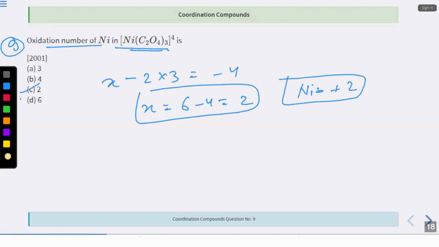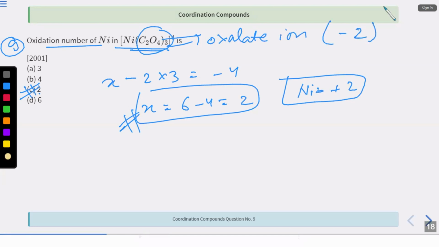Which is option number C. So C is my right option to this question. Again, a simple one, you just need to know that this is an oxalate ion. So the oxalate ion exists in -2 state. If you know this, then you can easily solve this question. Okay, again, a simple question. So let's move ahead.